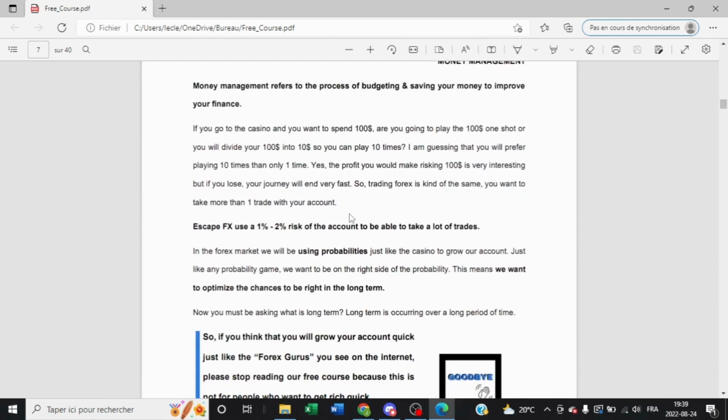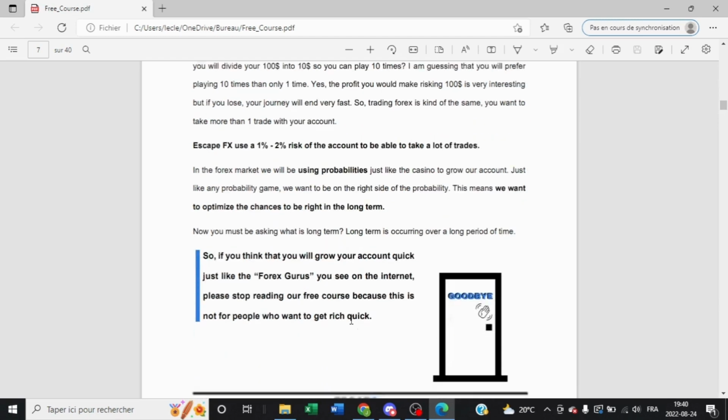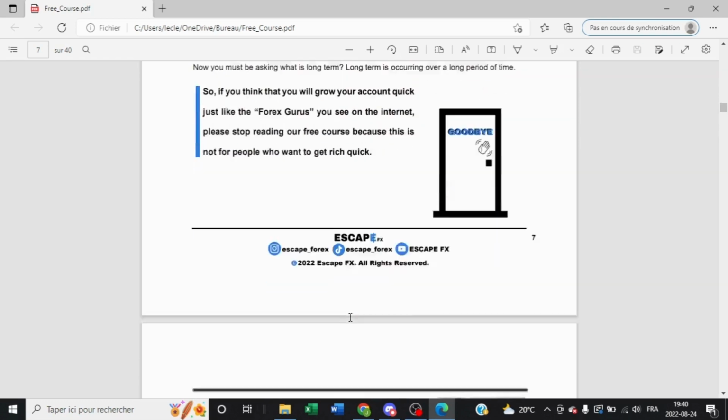So here, just to mention that we at Escape FX use a 1 to 2% risk per trade. All right, but if you guys are doing a challenge, a prop firm challenge, you should use a 0.5 to 1% risk.